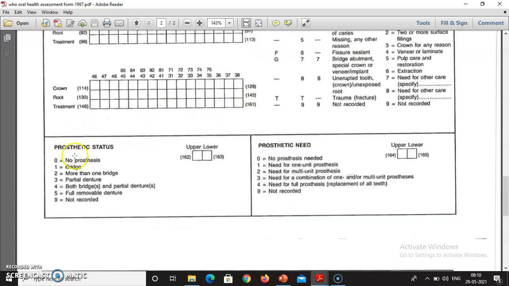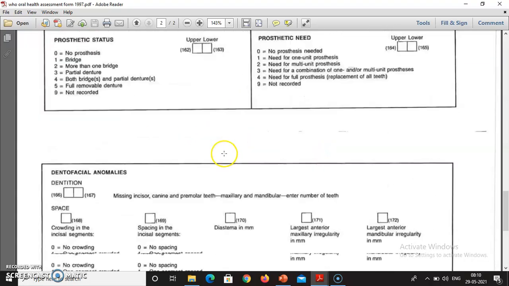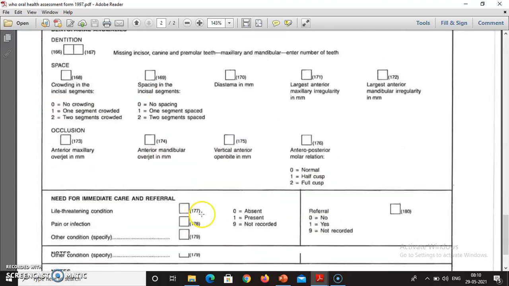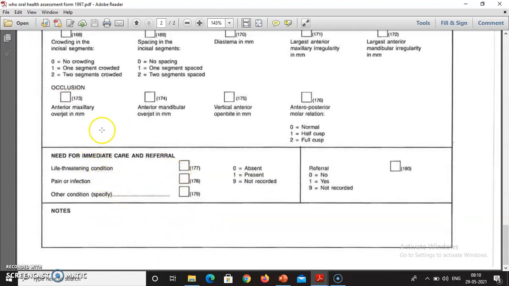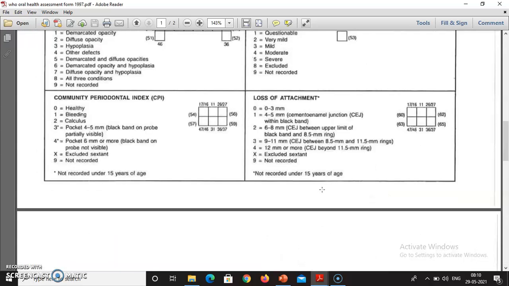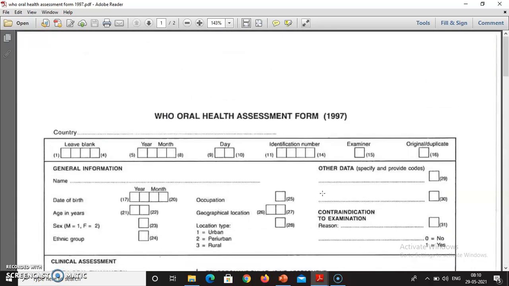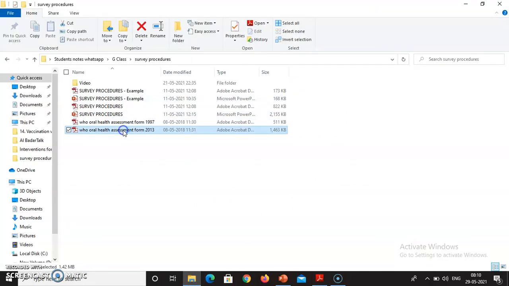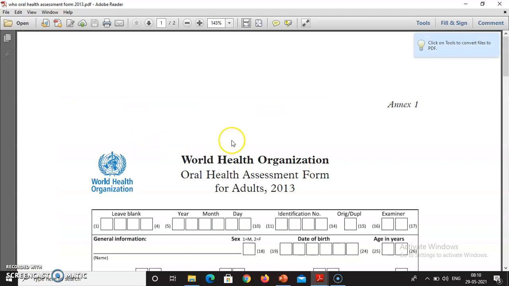And then you have prosthetic status. You have prosthetic need. Then you have the orthodontic index. This is called the dental aesthetic index for dentofacial anomalies. It tells you what is the need for orthodontic treatment, and then any other immediate care and referral required. So all these are cumulatively recorded. It is a 180 variable form, and this includes a complete overall assessment of the patient's overall health. And this was later modified in the year 2013. It is a shortened version of this, but the most commonly used one even now is the 1997 version.